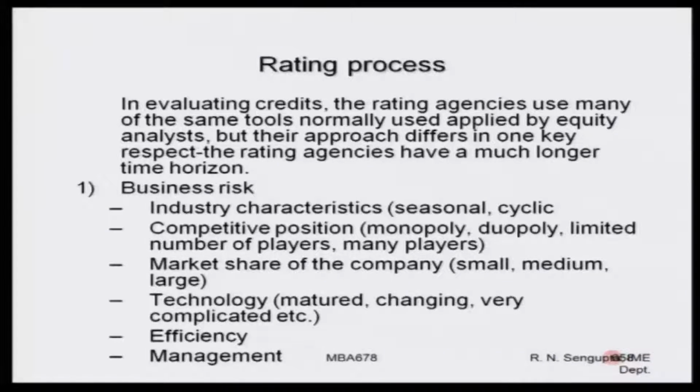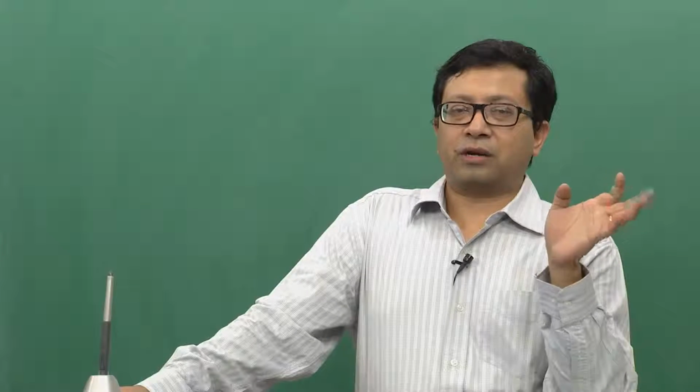Then under the business cycle, the competitive position, whether it's a monopoly market, duopoly, or oligopolistic market, where there's a limited number of players, or many players. Depending on the demand and supply, if there are more players, the demand and supply come to the equilibrium position very fast.